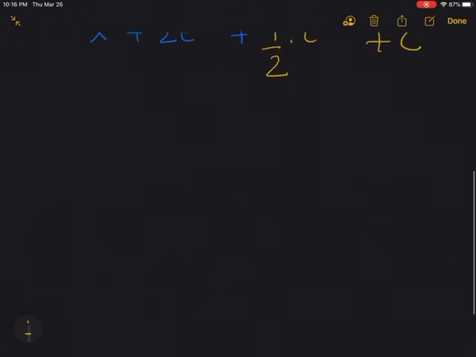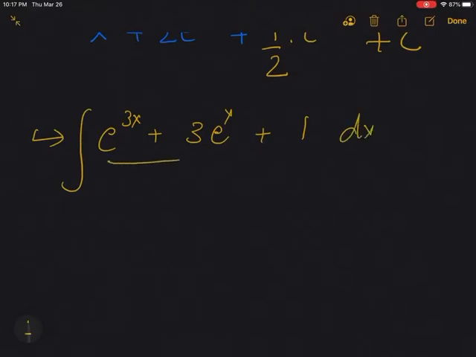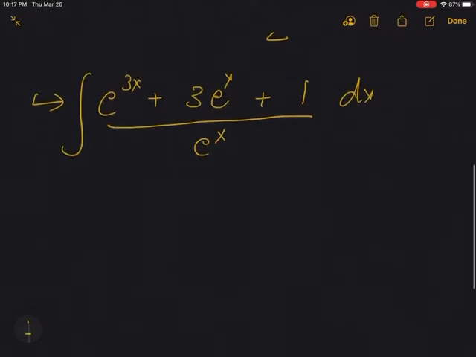Let me show you one more. Let's say I have e to the 3x plus 3 times e to the x plus 1, and we are integrating this whole function, and this whole thing is divided by e to the x. Try remembering, this is an integral. We do not have any product or quotient rule, so you can't do quotient rule on this. Instead, since it's one big fraction, I can split it into small fractions. I could rewrite e to the 3x over e to the x, plus 3e to the x over e to the x, plus 1 over e to the x.